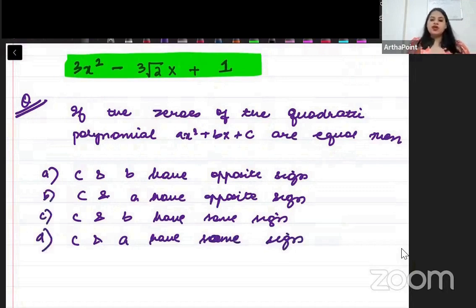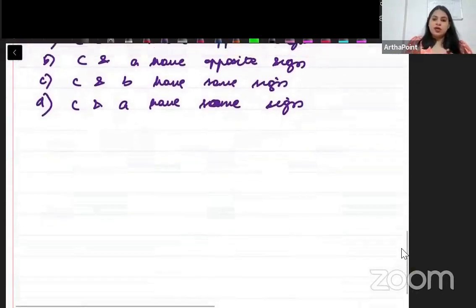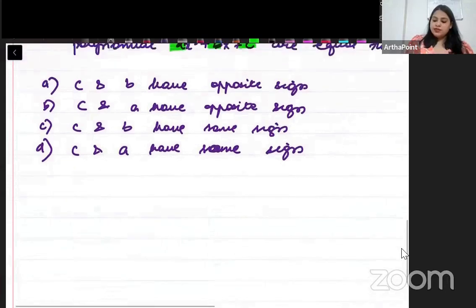Take a moment, try to do this question yourself. The question is asking: if the zeros of a quadratic polynomial are equal, then what should be the relationship between A, B, and C? Try to do this with me.